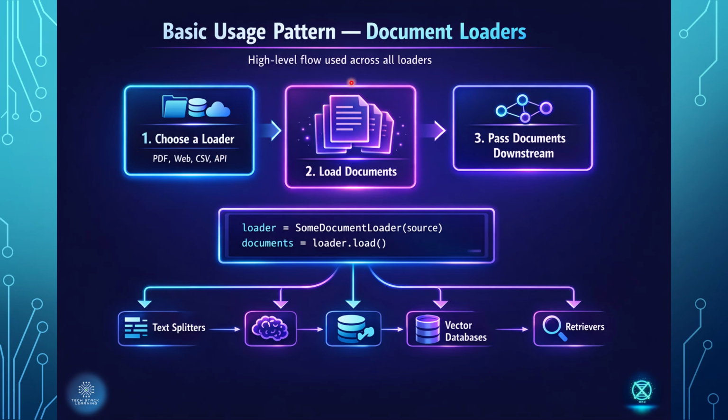Next you will have to load the documents, that is the standard process, and finally pass them to the downstream systems. For example, assume it's a PDF loader, you give the source, and you call loader.load, and it loads the documents, which can then be seamlessly fed into other downstream systems like text splitters, vector databases, or retrievers. This is the pattern which all the loaders always follow.